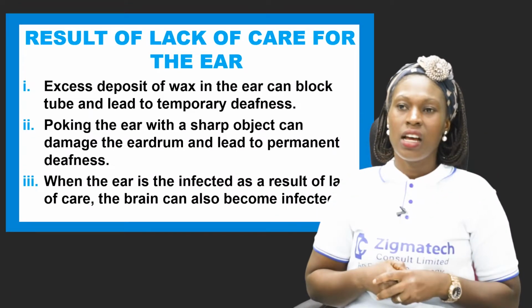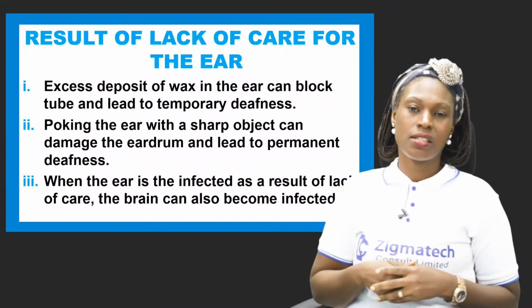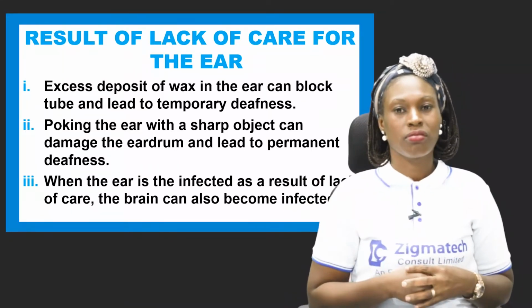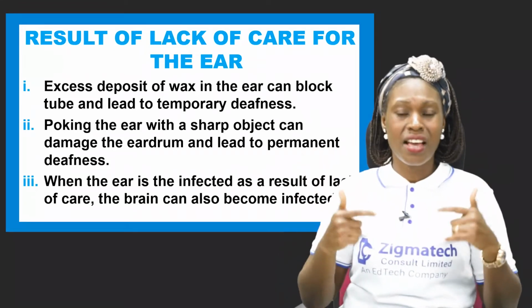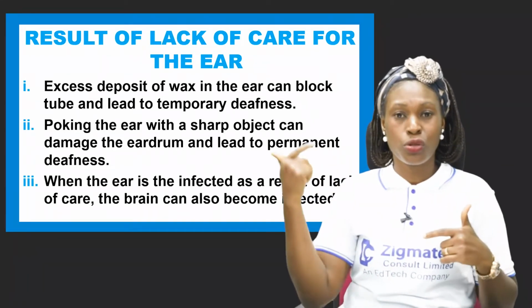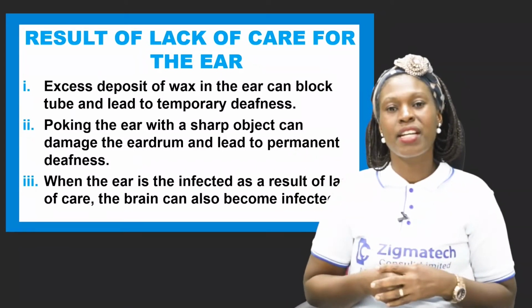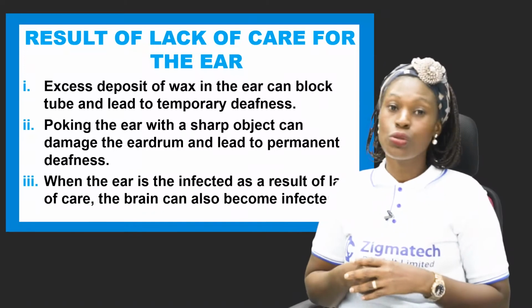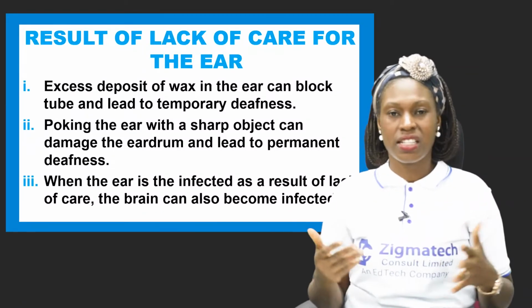Now, another thing is that poking the ear with sharp objects can damage the eardrum. Yes, it can damage the eardrum. It's always emphasized: do not put anything in your ear so you do not damage the eardrum, because if you put sharp objects, you can actually damage the eardrum. So do not put sharp objects in your ear, as that can result in deafness.